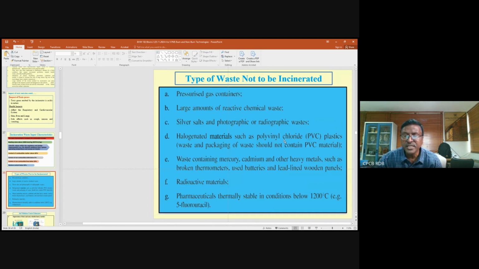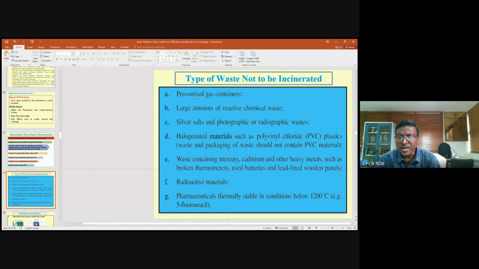What types of waste cannot be incinerated? Pressurized gas containers cannot be incinerated, otherwise they may cause blasting in the primary chamber of the incinerator. A large amount of reactive chemical waste should not be incinerated. Cerebral salts and photographic or radiographic waste cannot be incinerated. Halogenated materials such as polyvinyl chloride, PVC, are generally banned. We should not incinerate them, otherwise they cause dioxins and furans, which are highly carcinogenic in nature.